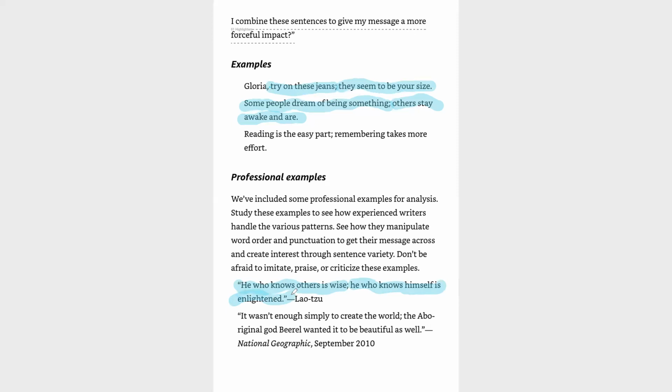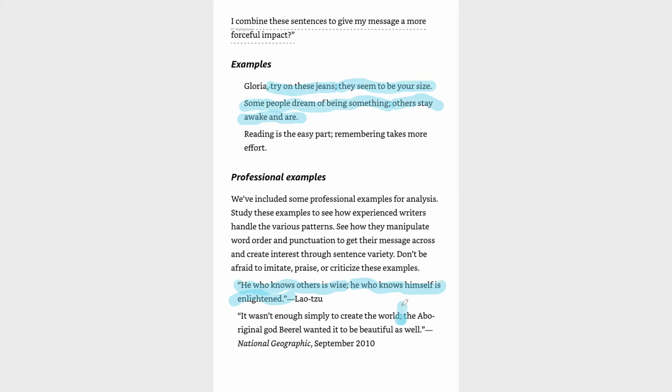It wasn't enough simply to create the world; the Aboriginal god Burial wanted it to be beautiful as well. So again, these are longer, right? But it's the same concept. Independent clause: it was not enough simply to create, okay, an infinitive. So it was not enough simply. We'll cover infinitives later on. The Aboriginal god Burial wanted, so subject verb. And so we have two independent clauses brought together with a semicolon.